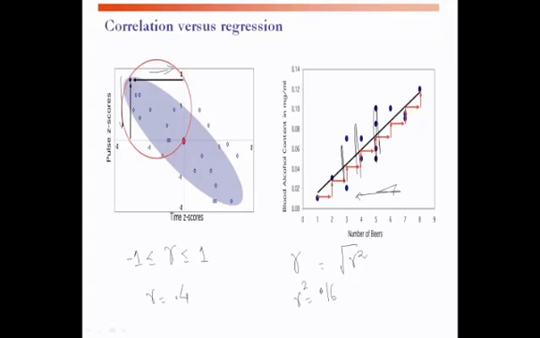Having said that, we know that correlation values are from negative 1 to positive 1. What will the values of r squared be? If r is between negative 1 to positive 1, what will r squared be between?